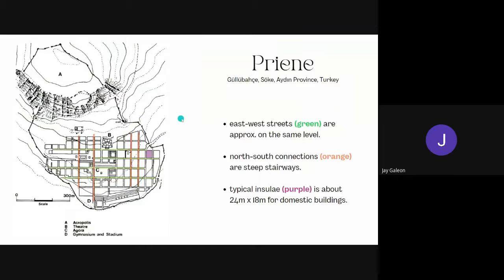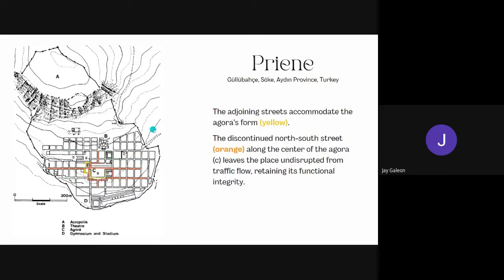Here are the factors that make this place exceptional. First, the green horizontal lines are the east-west streets that are on the same level, and the vertical orange lines are the north-south connections that are stairways. The purple shaded area is the typical insulae, about 24 by 18 meters, where groups of domestic buildings are built separately but on the same shaded area. So here are the factors that give unity to this place.